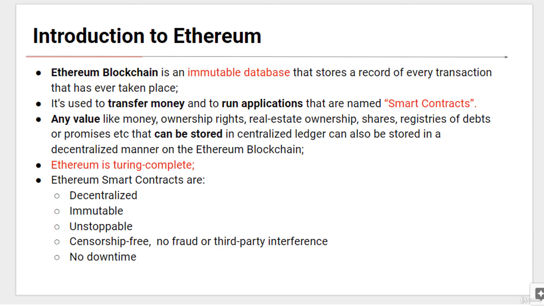Now, let's talk about the Ethereum smart contracts. An Ethereum smart contract is decentralized. What does it mean? It means that there is no central person or company that could in a centralized manner control the application. Let's take for example Twitter. Twitter is a centralized web application. There is a company behind Twitter that controls everything.